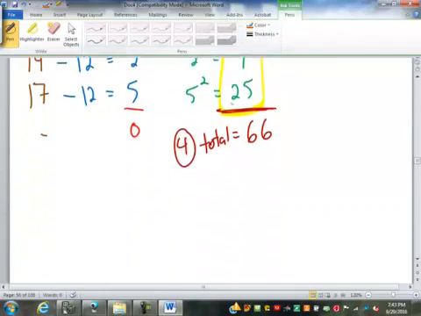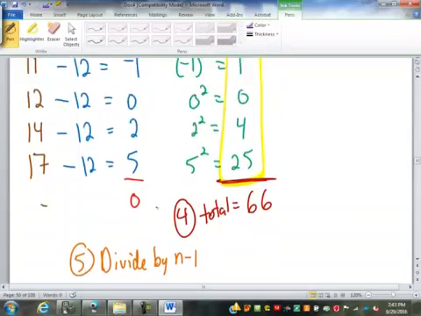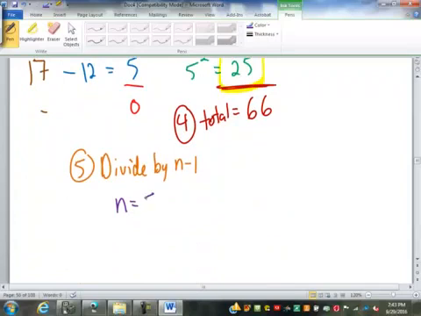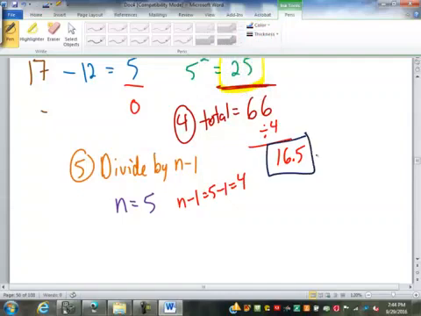Step 5 is a little more complicated. Step 5 is to divide by n minus 1. Well, n equals, how many numbers are in this list? 5, right? So n minus 1 is 5 minus 1, which is 4. So I'm going to divide by 4 here, which is going to give us 16.5. That number is our variance.